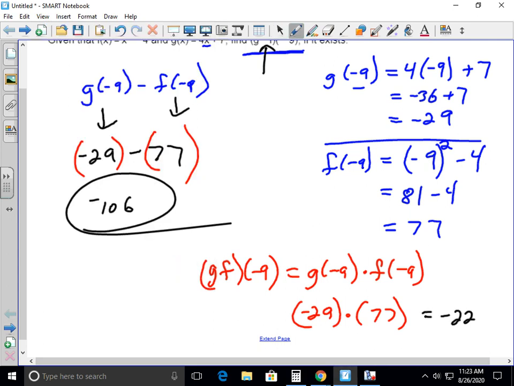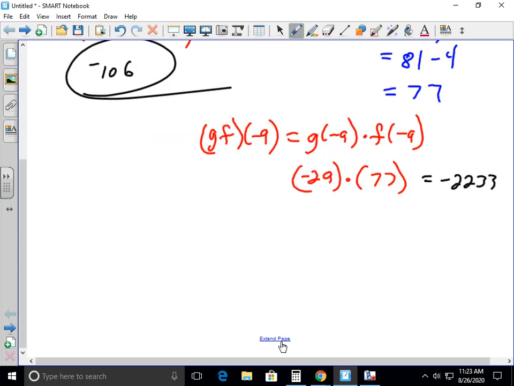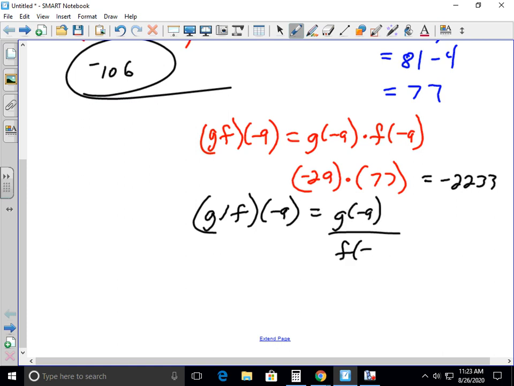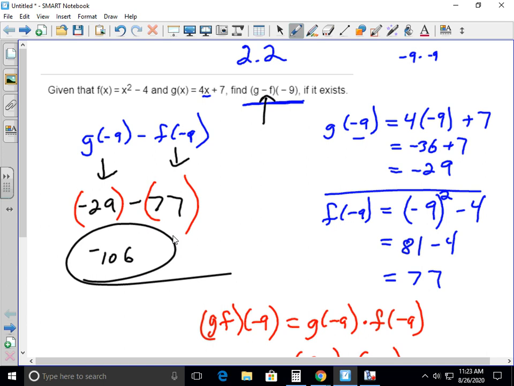Negative 2,233. That's what we got. Yep. If there would have been a slash between there, like so, then we'd be dividing. G of negative 9 over f of negative 9. So negative 29 over 77. That doesn't reduce. You could get that as a decimal, or we would probably just leave it like that. So just knowing what the notation means.